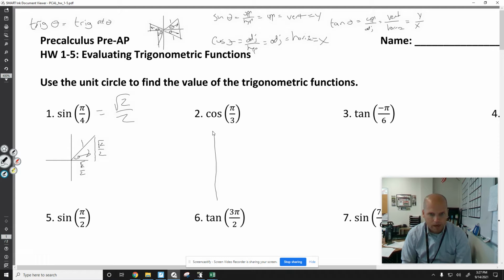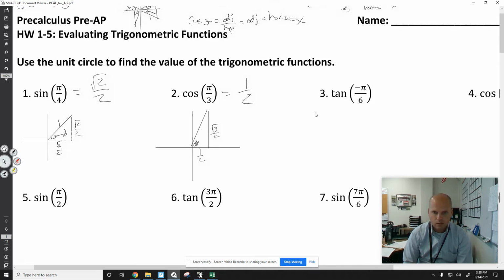Cosine of pi over 3. Where's pi over 3? 60 degrees. How do I know it's 60 degrees? Take pi divided by 3, you get pi over 3. Take 180 divided by 3, you get 60. So 60 degree angle, opposite, adjacent. Cosine, adjacent over hypotenuse, adjacent divided by 1.